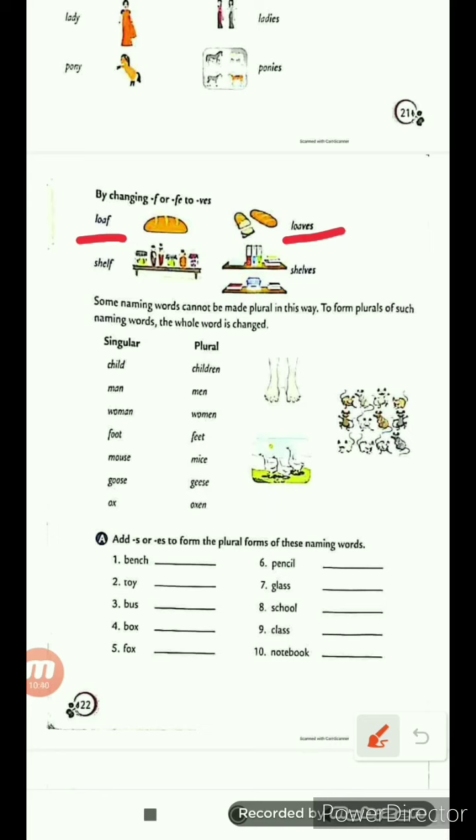Next is shelf. See here, F is there. If there is more than one shelf, to make it plural, what will we do? VES. So shelves. Okay. So like this we are going to do. Let us recap once more.